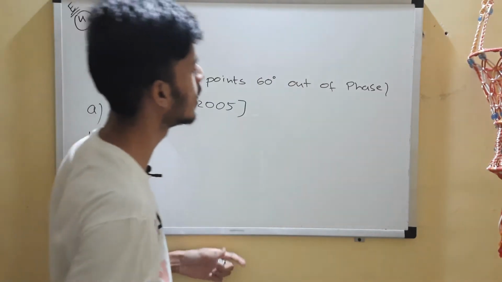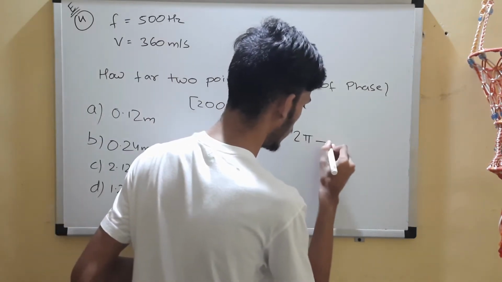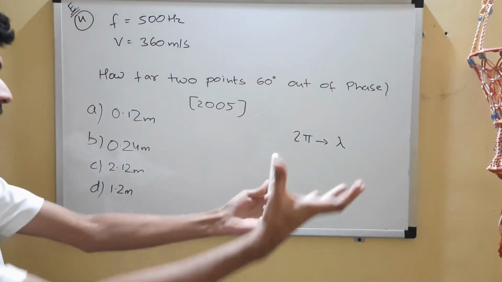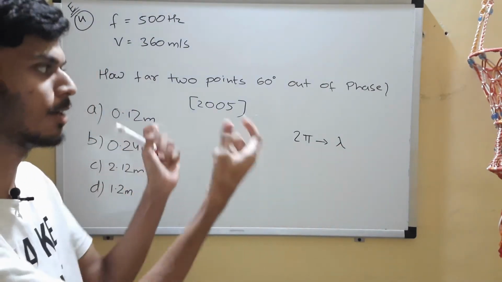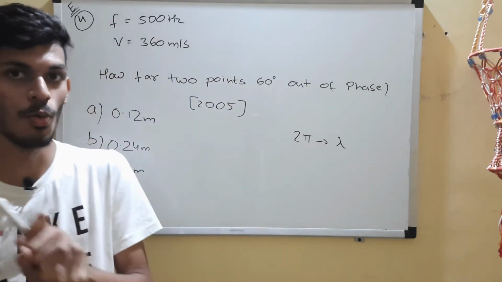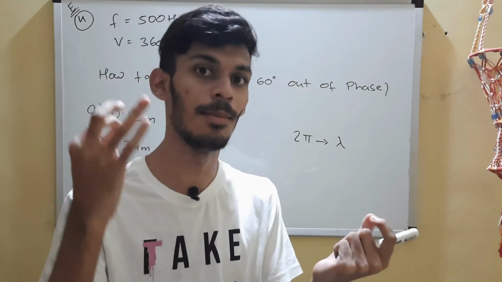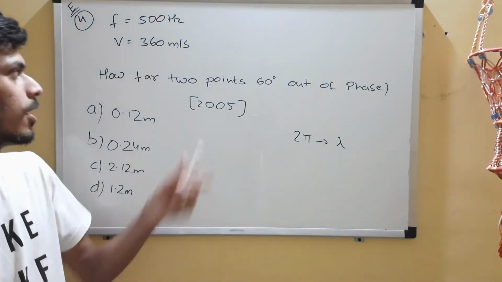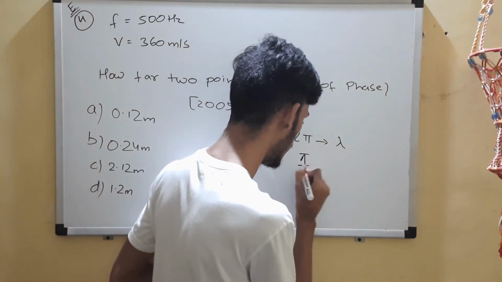First of all, you should know the relation that for a phase difference of 2 pi, the length which is required is lambda, where lambda is the wavelength. Or you can state it this way, that 2 points at a distance of lambda, where lambda is the wavelength, have a phase difference of 2 pi. Okay, I'll repeat it. 2 points at a distance of lambda have a phase difference of 2 pi. Okay, you want a phase difference of 60°, right? That will be pi by 3 radians.